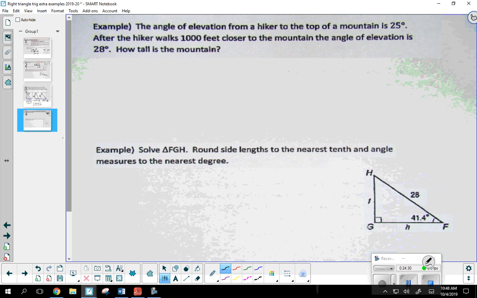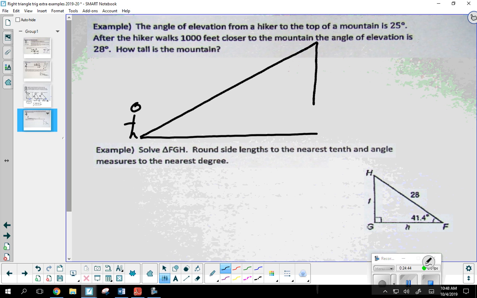The angle of elevation from a hiker to the top of a mountain is 25 degrees. Okay, so let's say a hiker is right here. All right, so we're going to go ahead and say that the angle of elevation is coming from the ground. So here's the ground right here, the angle of elevation. So let's say that represents the top of the mountain. So right now it's 25 degrees. Okay, but then what happens? What's the hiker do? Okay, so he walks closer to the mountain. He walks 1,000 feet closer, and the angle of elevation is now 28 degrees. Okay, so let's say this right here is 1,000.